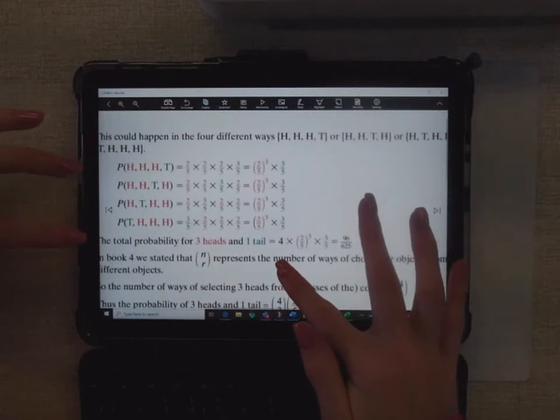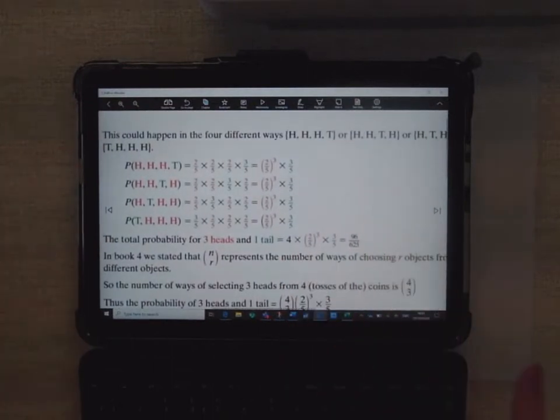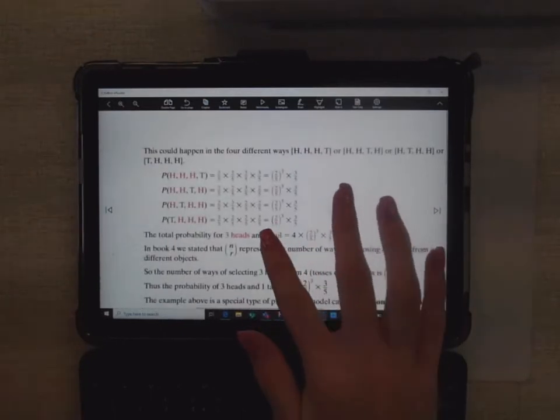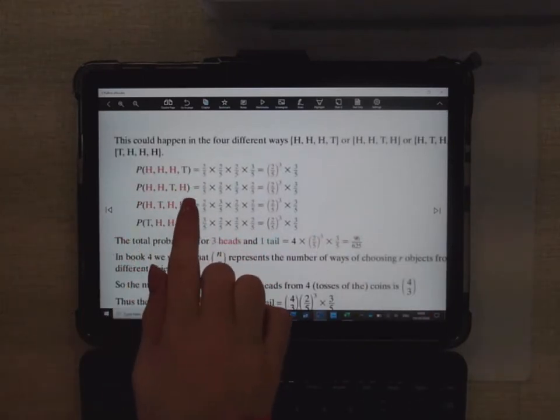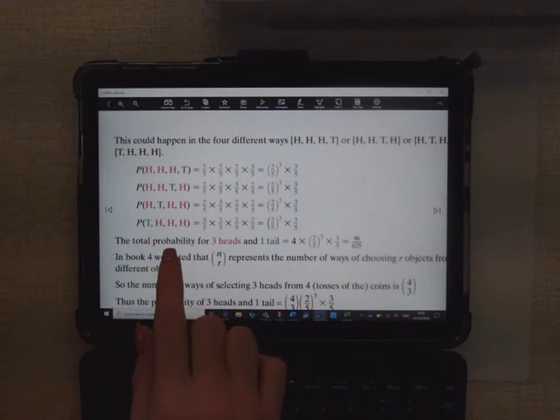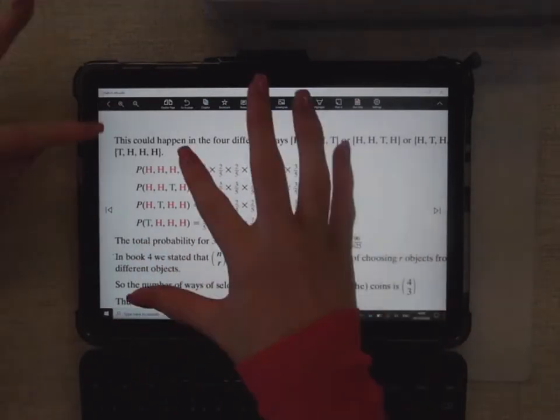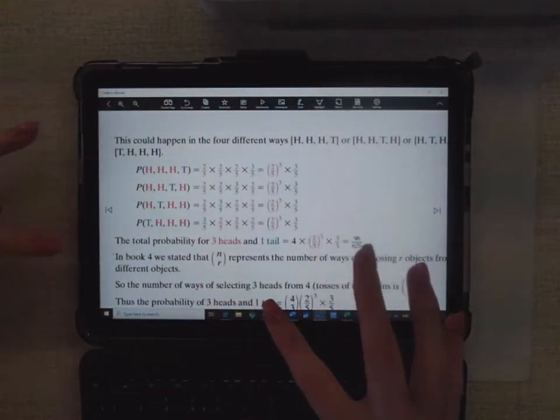Right, we're talking about getting 3 heads when I flip 4 coins. So the way this can happen is head, head, head, tails; head, head, tails, head; head, tails, head, head; tails, head, head, head. But you're not going to do it all out like that. It's just going to take too long.